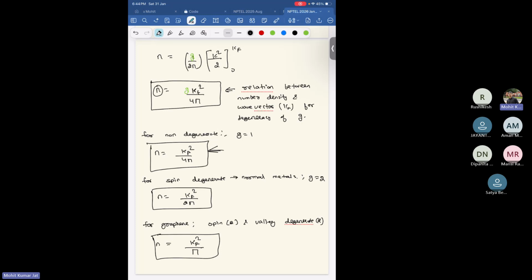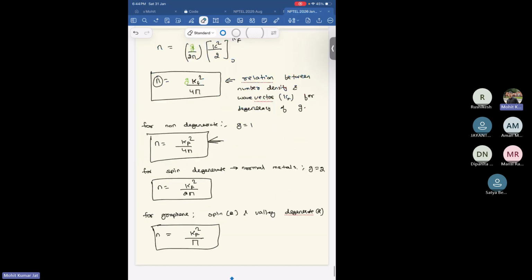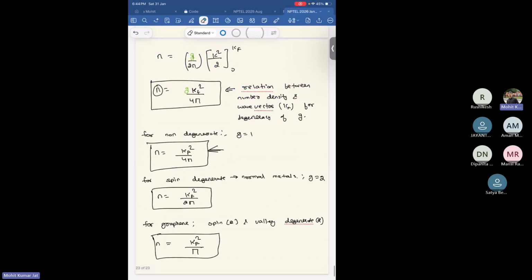Is there any question on the case of the degeneracy, on how you calculate the density of states and the wave vector, the radial area which we took when breaking the area into rings of radius k, all the things? If you have any question or doubt, you can ask in the comment section. Okay, looks like no one has any question to ask.